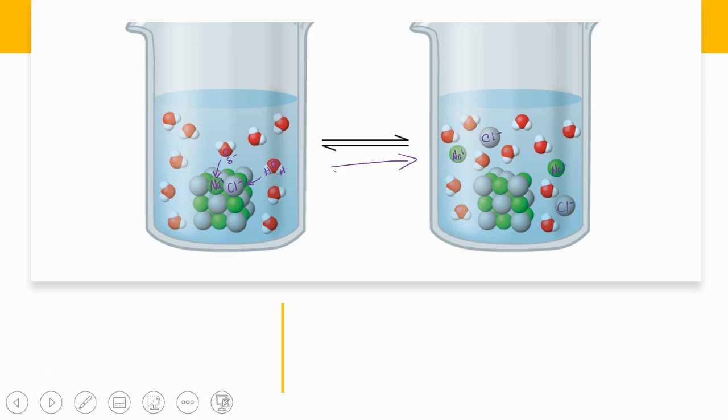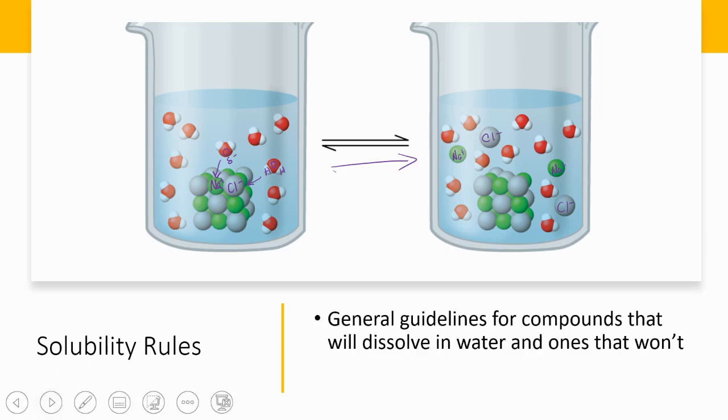So, what we're going to do to figure out which compounds are going to dissolve in water and which compounds are not going to dissolve and are going to be our precipitate is we're going to use a set of rules. And of course, they're called solubility rules because they have to do with how compounds can dissolve or be soluble. Those rules are general guidelines to help us predict which compounds will be able to dissolve in water and which ones won't.